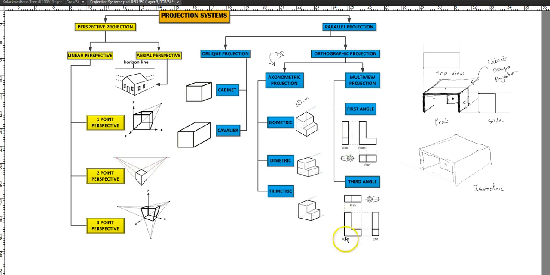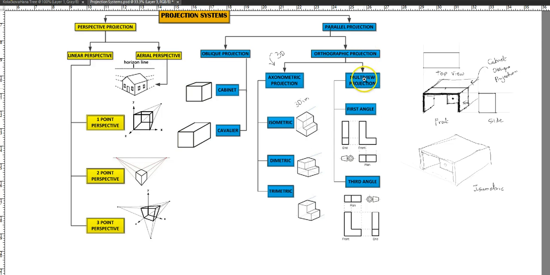Orthographic projection, this is the one that we use for construction and manufacturing drawings. Axonometric projection, which is isometric, dimetric, and trimetric, used for presentation, trying to explain our drawing. Oblique projection, again used for explaining the drawing, where you would convert it into a 3D. This is 3D. Axonometric projection is 3D. Multi-view projection is 2D.